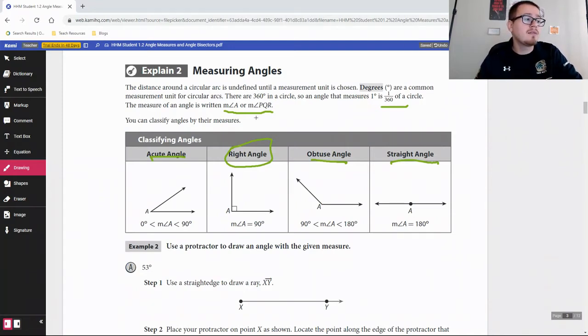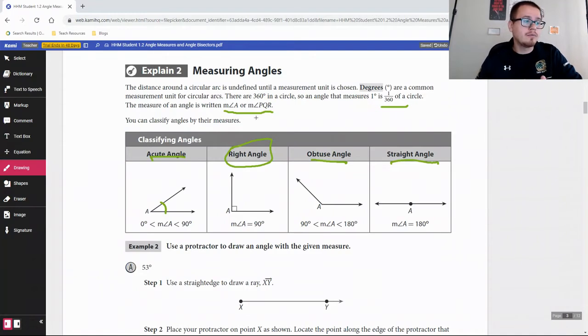Now, if you can't read this, this is a compound inequality. It says that the measure of angle A, the arc measure, has to be greater than 0, so it cannot be 0. And it has to be less than 90, so it cannot be 90. But it can be anything in between. So it can be 0.0001 degrees all the way up to 89.9999 degrees. Any bigger or smaller, it's not an acute angle.